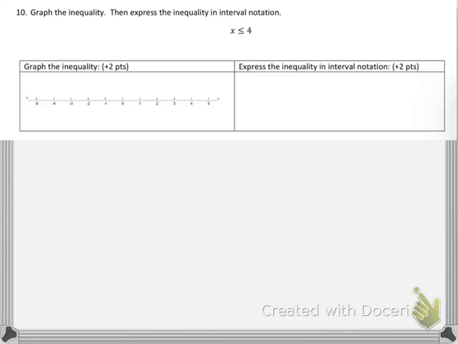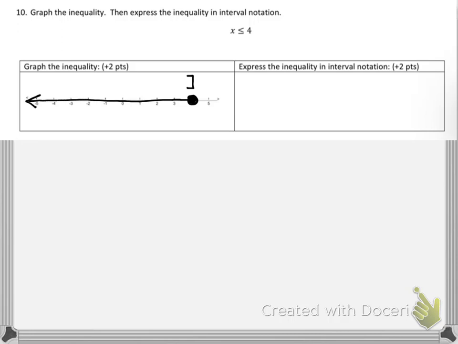All right, now we have x is less than or equal to negative 4, and we want to graph that. Because it's less than or equal to, we are going to use a closed circle. You could also use a bracket notation if you would prefer. And then we are going to shade to the left because that inequality is already pointing to the left.